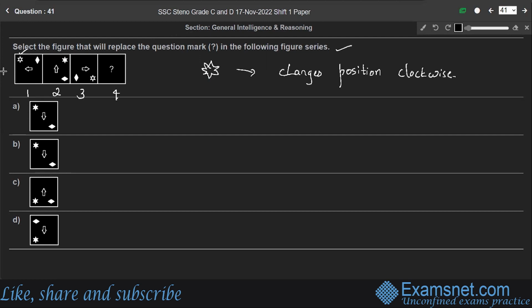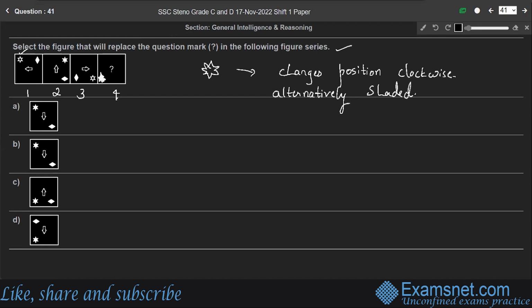And look at its shading. It is alternately shaded. Therefore, in the fourth figure, its position should be in the bottom left corner, and it should be shaded because in the third figure, it is not shaded.